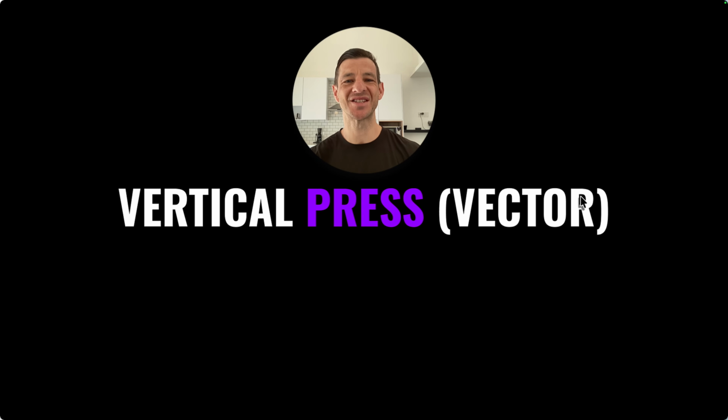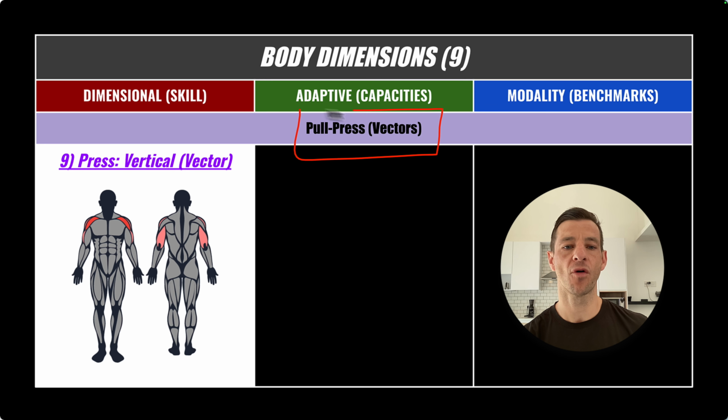This is Lorenzo, and this is the Training Map Taxonomy video series, lesson number 13. It's on the 9th dimensional skill, helping you build pressing strength in the vertical vector. All right, so this is part 4 of our 4-part pull press vector series, as well as the very last video in the Training Map Taxonomy video series.